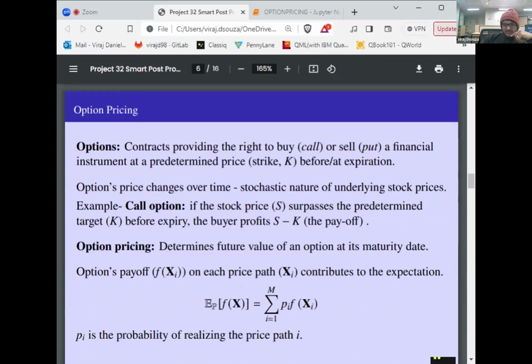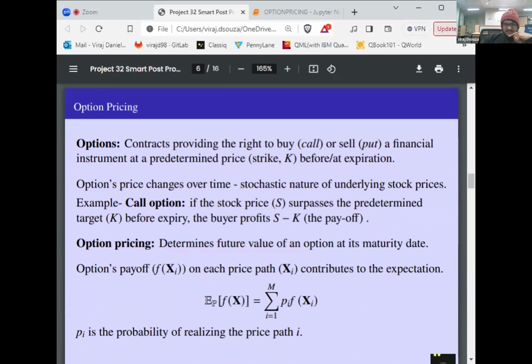We are now going to use this for the application of option pricing. So what are options? Options are basically financial contracts whose value is decided by underlying assets, say stocks. It has a date of expiry and a stock price target, K. This is also called the strike price. For example, if you look at a call option, if the stock price S surpasses the predetermined target K before the expiry date, the buyer profits S minus K. This is called the payoff of the option.